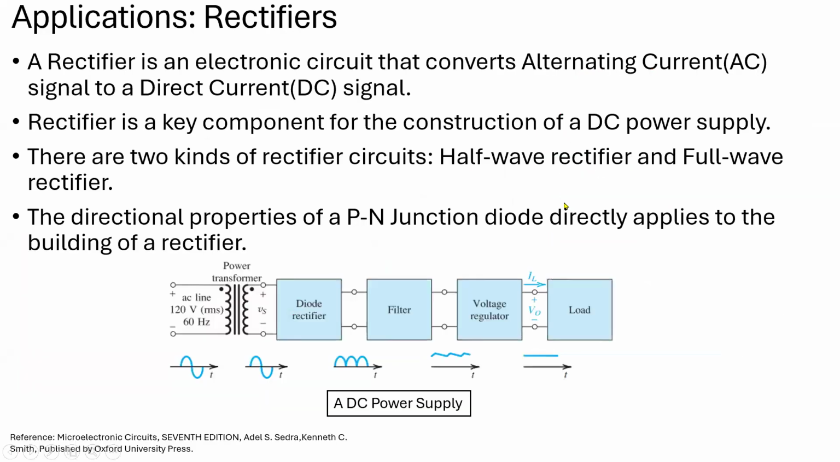Now we will be seeing the applications of a P-N junction diode. P-N junction diodes are used to make rectifier circuits. What is a rectifier circuit? A rectifier circuit converts an alternating current signal to a direct current signal. An alternating current signal changes polarity with time, whereas a direct current signal means that the polarity is always fixed, that is, only positive or only negative. So this is a DC and this is an AC.